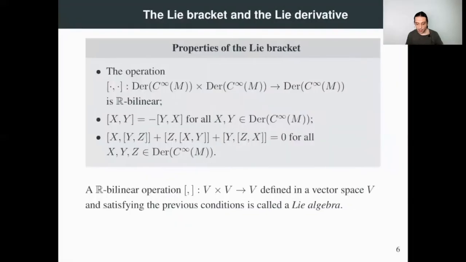And indeed, if we have an R-bilinear operation defined in a vector space B that satisfies the previous conditions, so in particular it is antisymmetric and it satisfies the Jacobi identity, then we say that B is a Lie algebra. Indeed, a Lie algebra over R, okay? So in particular, what we get is that the space of C-infinity vector fields is a Lie algebra, okay?